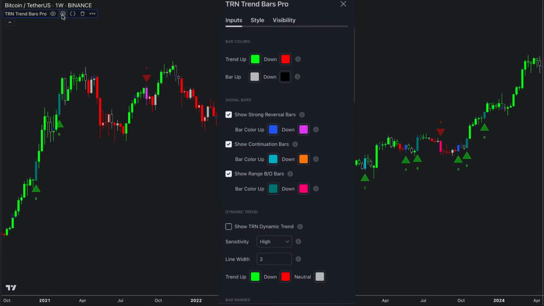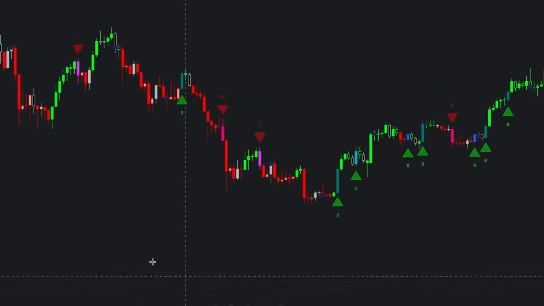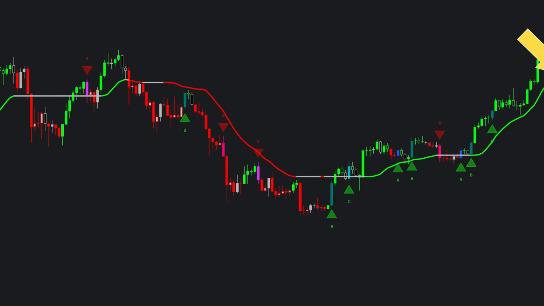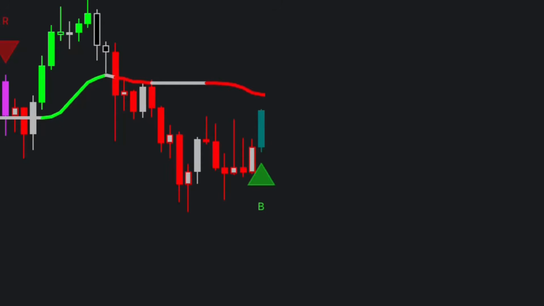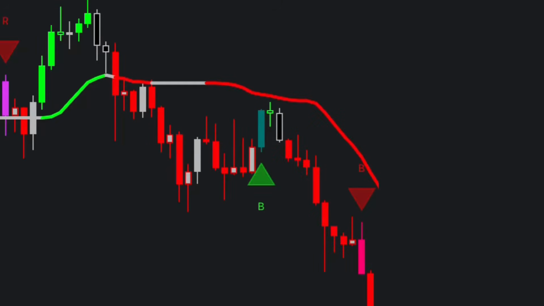Now let's move on to the dynamic trend. The line shows you the overall market trend and turns gray when the market starts to move sideways. If you want to trade a bullish reversal bar like this bullish breakout bar, look if the dynamic trend matches the trend direction of the signal bar, and in this case you can see that the dynamic trend was red while this breakout bar got confirmed, and it's not a surprise that the downtrend continued instead of a bullish reversal.